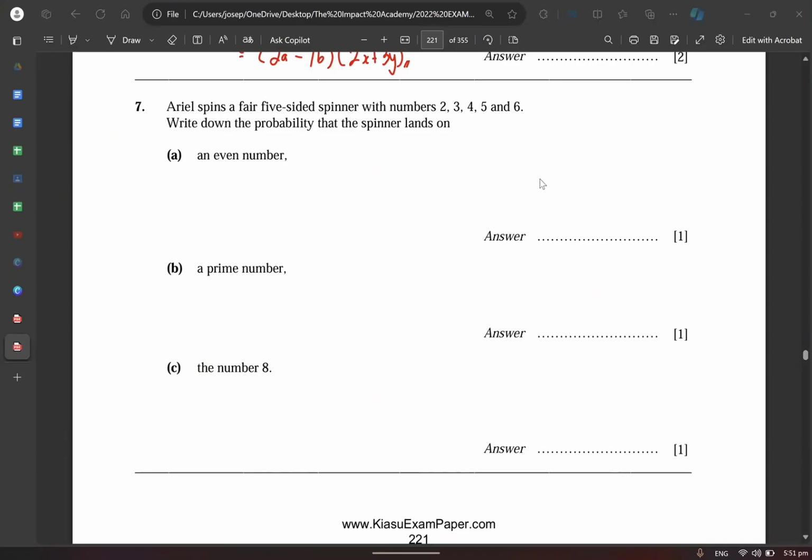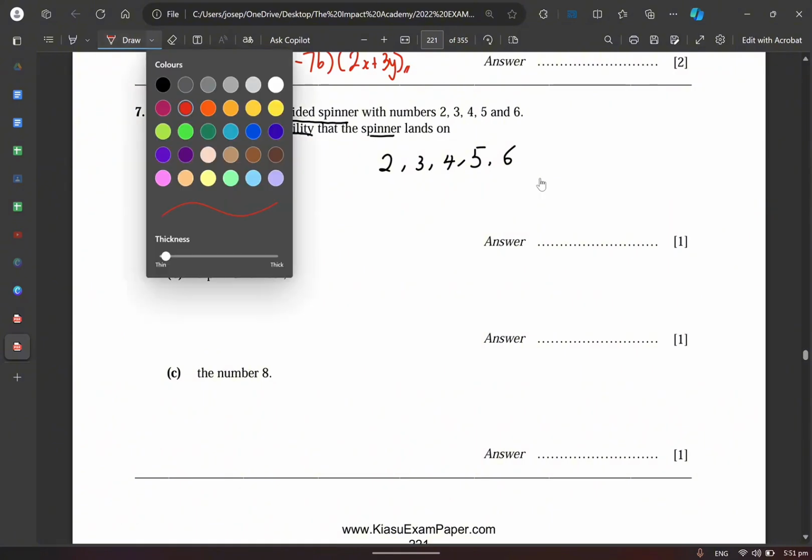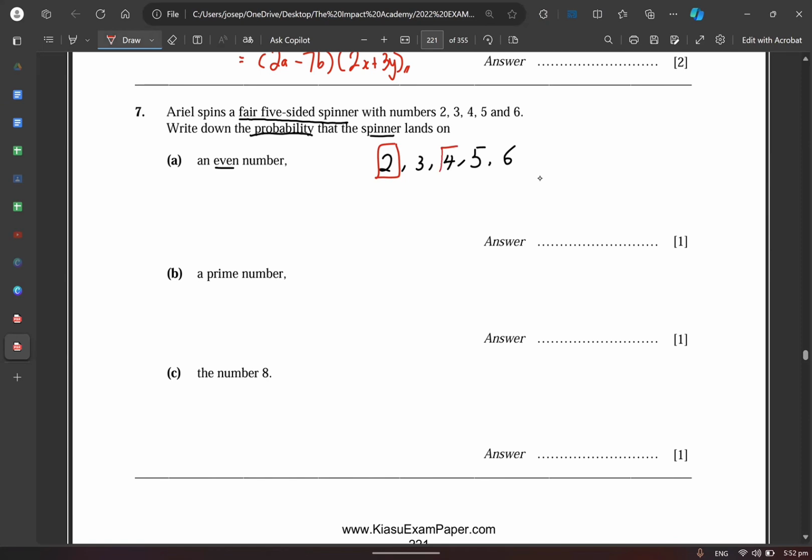Now, question number 7 talks about probability. Over here, it says that Aria spins a fair 5-sided spinner with numbers 2, 3, 4, 5, and 6. What is the probability, meaning the chances, of the spinner landing on an even number? You can see which are the even numbers: 2, 4, 6. Am I making sense? So there's 3 out of the total. How many numbers are there? 5. So that means a 3 out of 5 chance of the spinner landing on an even number.